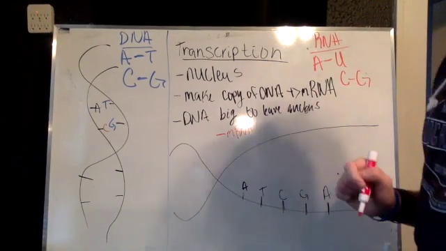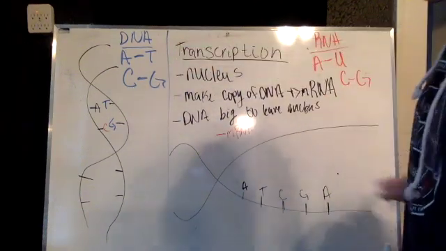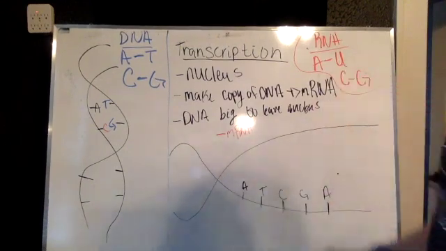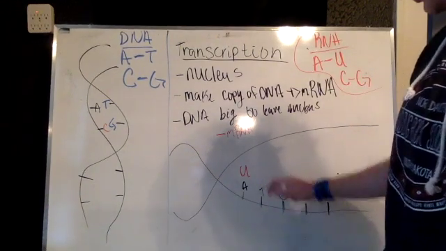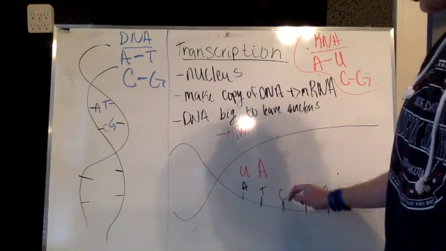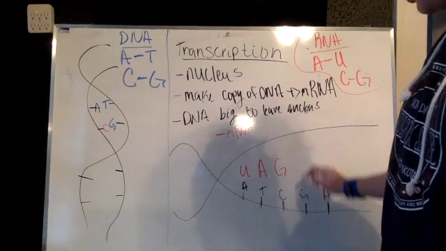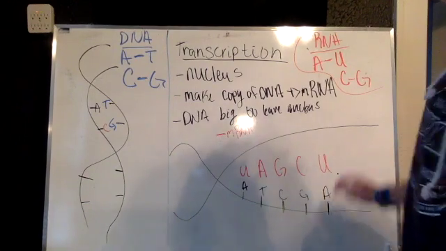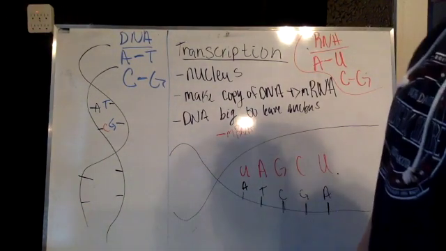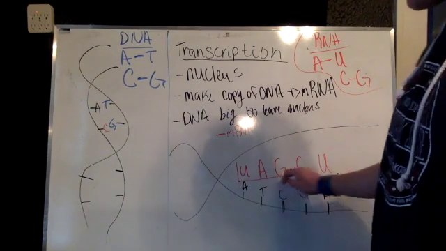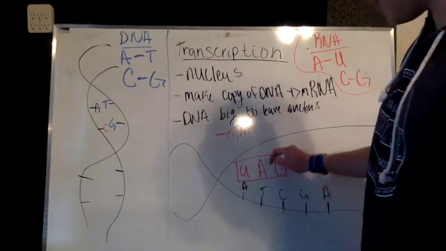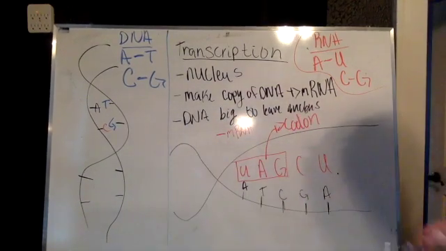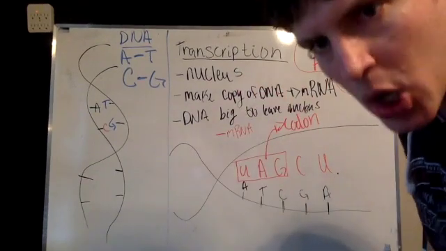So A here usually pairs up with T, but since we're making a copy in RNA, A pairs up with U. So I'm going to put U here. T pairs up with A. C pairs up with G. G pairs up with C. A pairs up with U. Okay? Now, this right here, 3 nucleotides long, is what they call a codon. So that is a codon. 3 nucleotides long is called a codon.